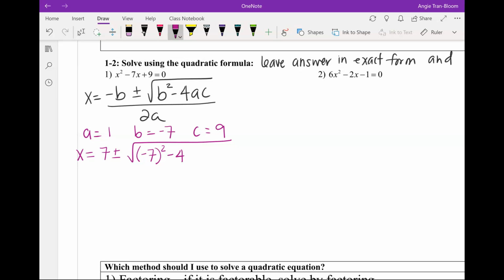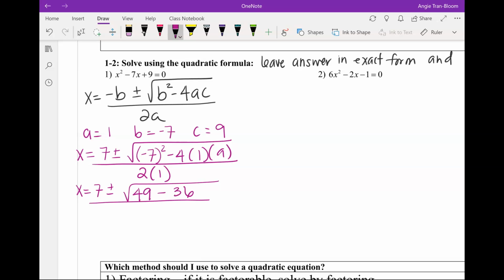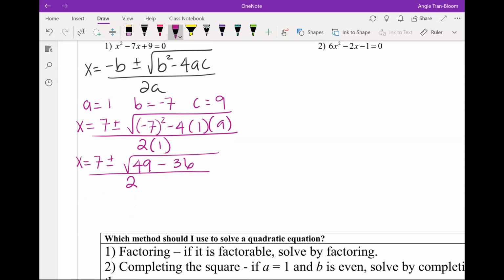Minus 4 times a is 1, c is 9, all over 2 times 1. Okay, so we know that negative 7 quantity squared is 49. Take away 4 times 9. What is 4 times 9, Ben? 4 times 9, 36. Good. All over 2. Diego, 49 take away 36, hon. 13, so square root 13 all over 2.